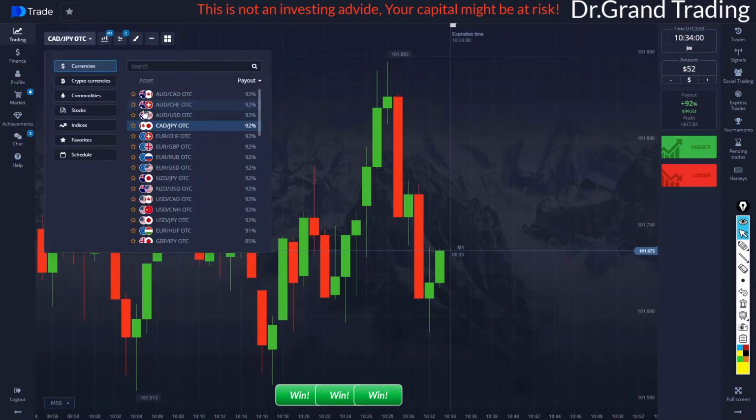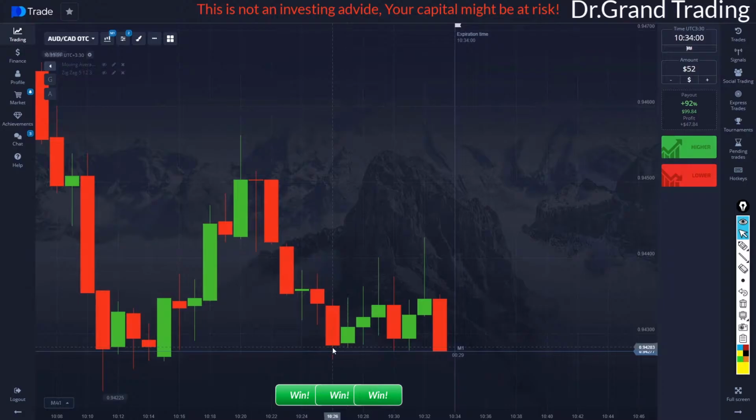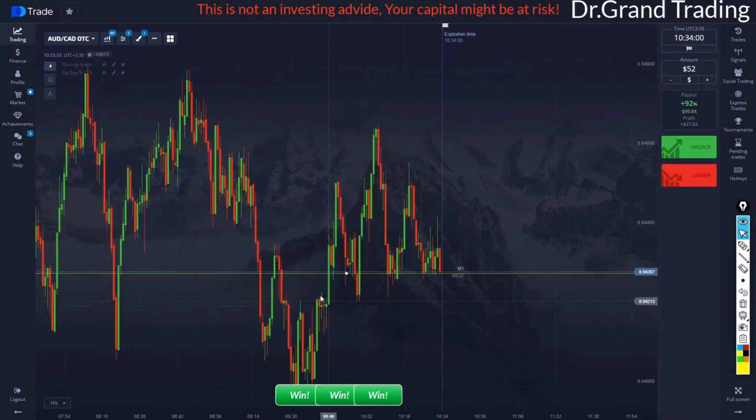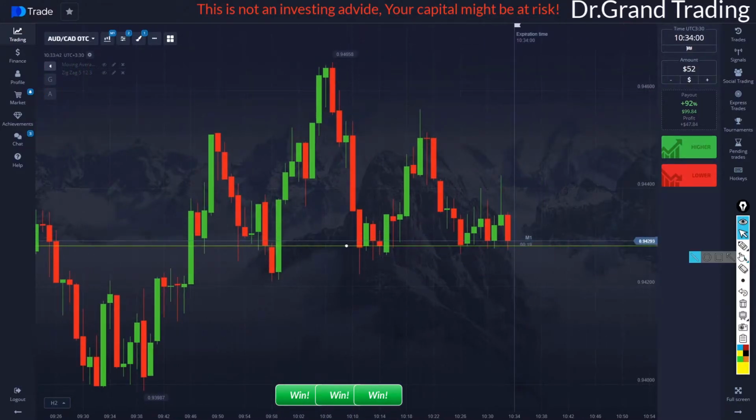Let's change the pairs. We had a level here. The price is in a downtrend, and we have this head and shoulders here, which is a sign of reversing the market. And also we have a level here. We bounced up for 3 candles, we bounced up for 2 candles, and I think it's going to break.